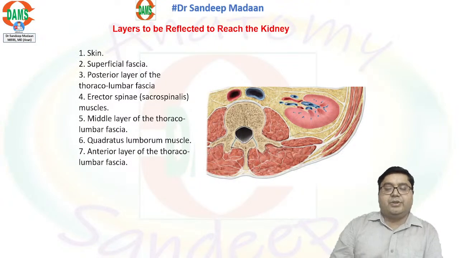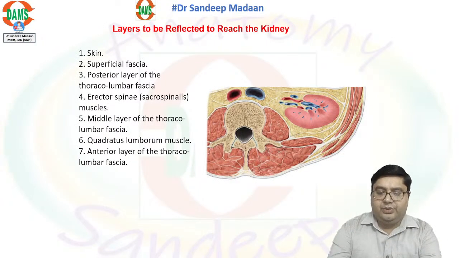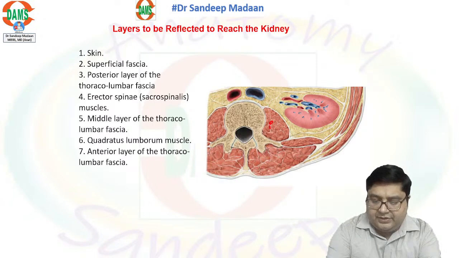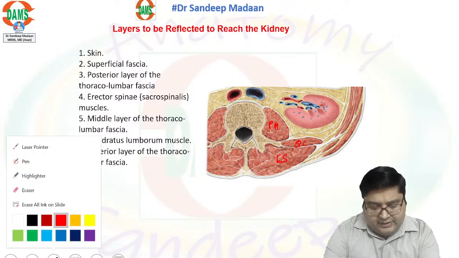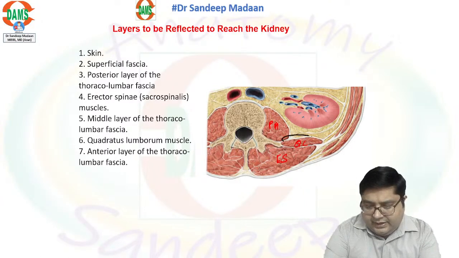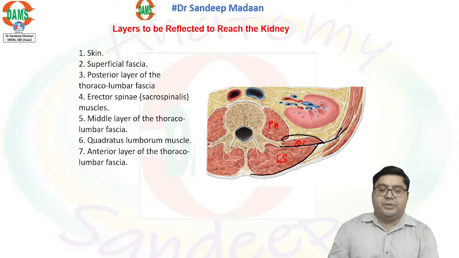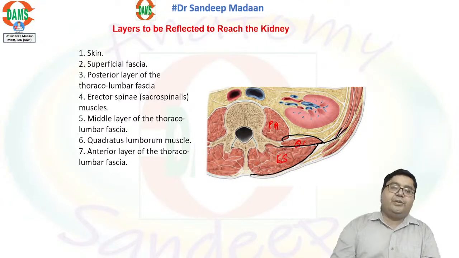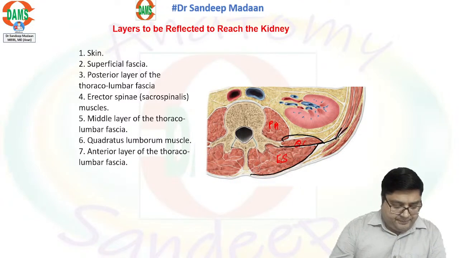Now this is what I was talking about, the layers to be reflected to reach the kidney. Here you can see this is the psoas major muscle, this is the quadratus lumborum muscle, and here we have the erector spinae group, okay? And this one is basically, you can see the anterior layer, middle layer, and the posterior layer of the thoracolumbar fascia, which is connected to these two muscles also. So this arrangement and the layers to be reflected is important for us, right?